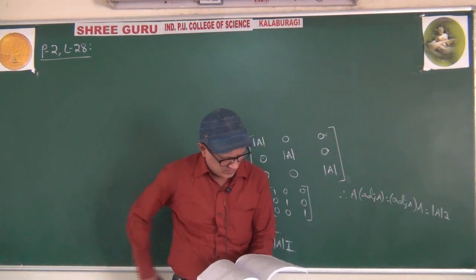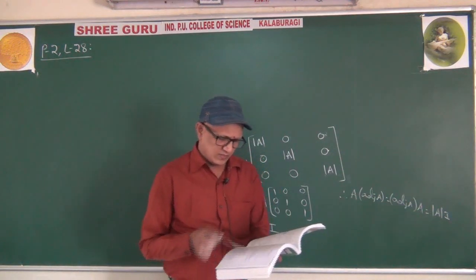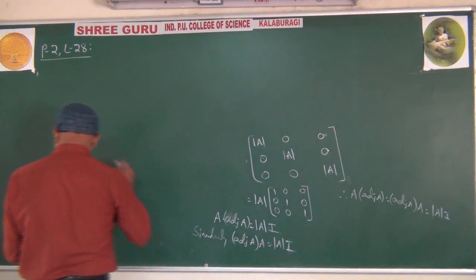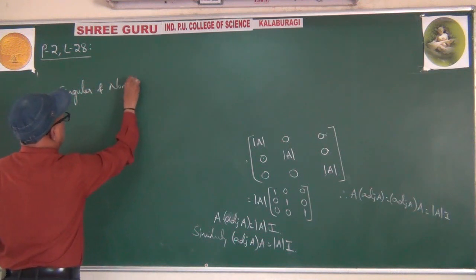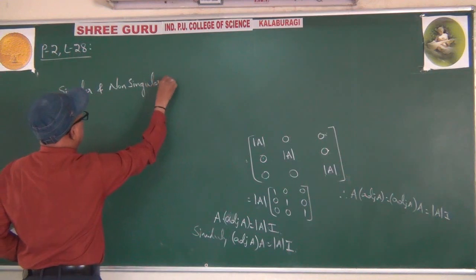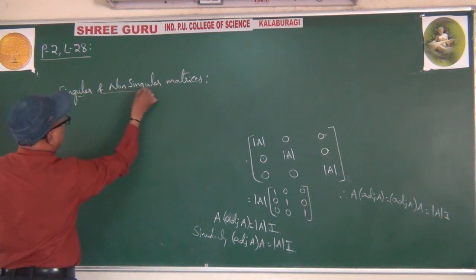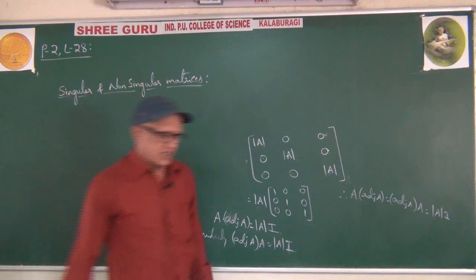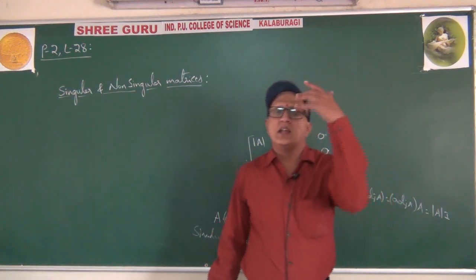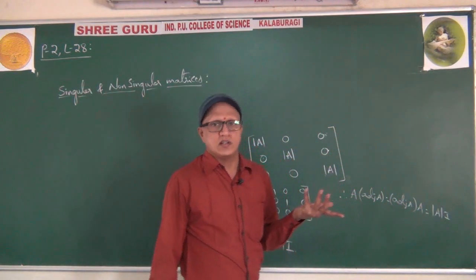Next, there is one theorem on non-singular matrices. Here I have to explain one more concept, a very simple concept: singular and non-singular matrices. A square matrix A is said to be singular if delta A equals 0. If delta A is not equal to 0, then it is non-singular. That's it.